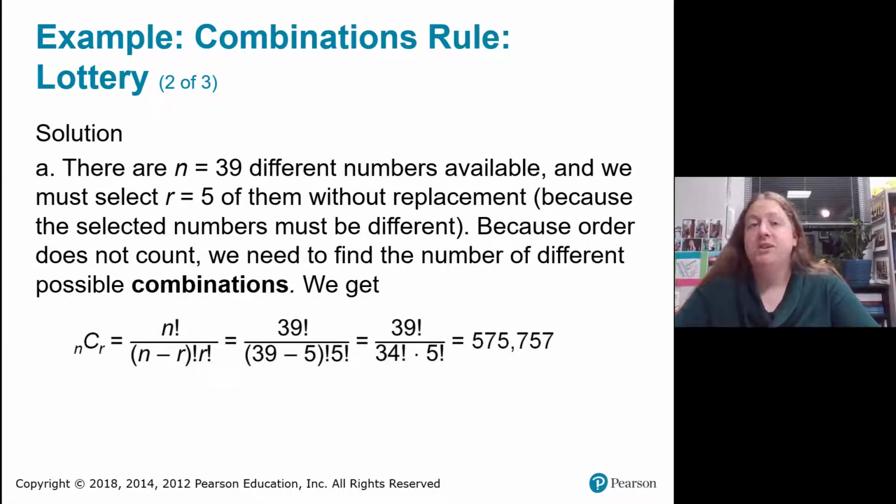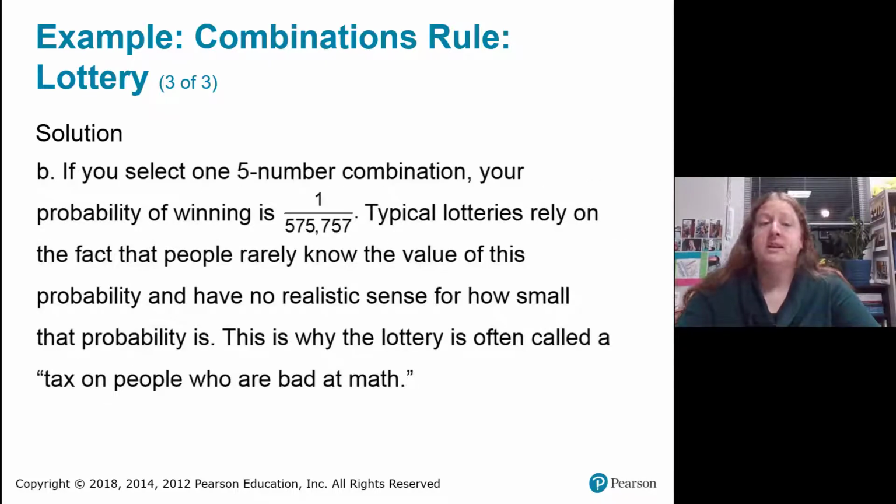That's following our combinations rule, but it's also following the intuition that the multiplication rule and our permutation rule and this idea of things being able to be distinguished versus not gave us, all right? So don't get so hung up in the formula that you lose the intuition. The intuition will get you there, all right? So 575,757 ways that we can choose 5 of these 39 numbers when we don't care about the order.